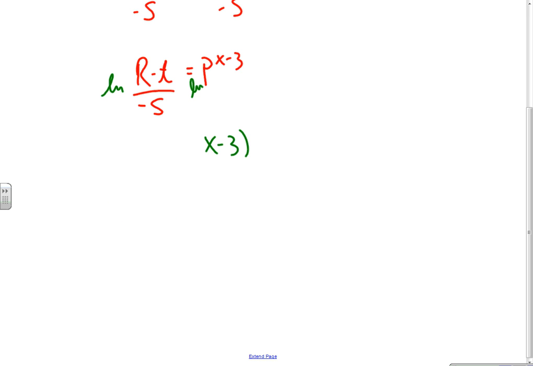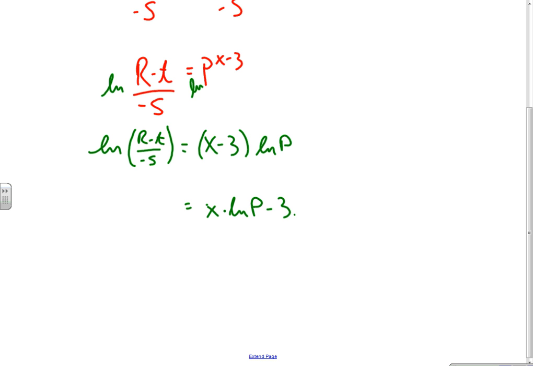So we get x, the quantity of x minus 3 times the natural log of p is equal to the natural log of r minus t over the opposite of s. And again, if you want to clean that up and make it look nice, you can. But remember, you can only break the quotient part. The r minus t would have to stay together. In this case now, you can either divide through by the natural log of p if you wanted to, or generally it will look rather nice if you distribute this out. I'm going to do it that way.